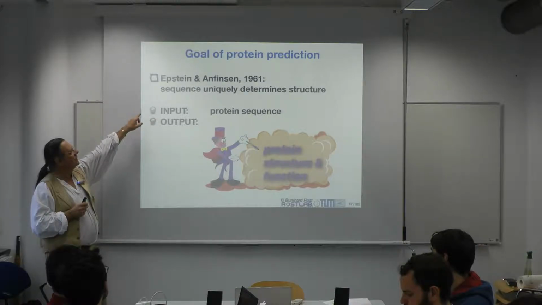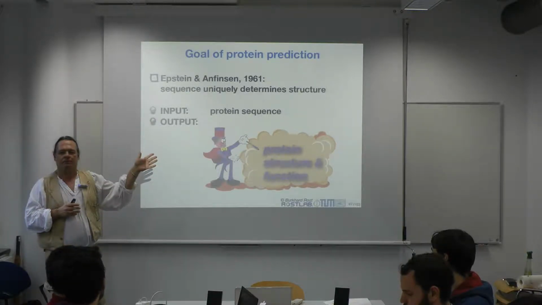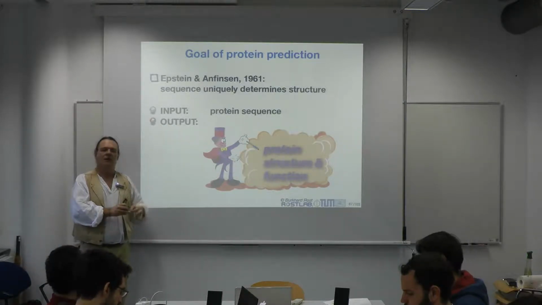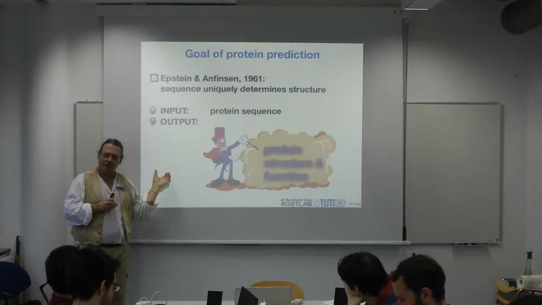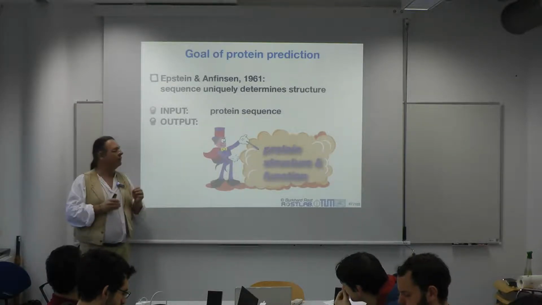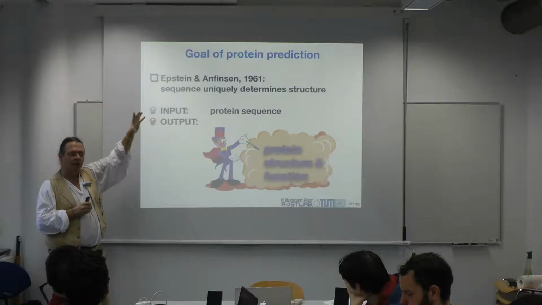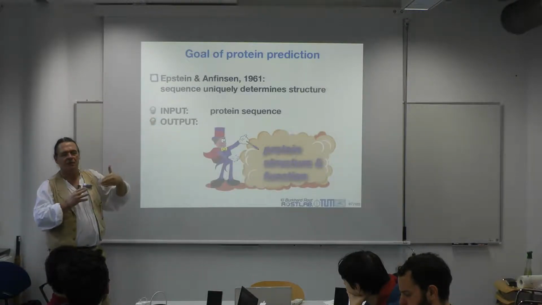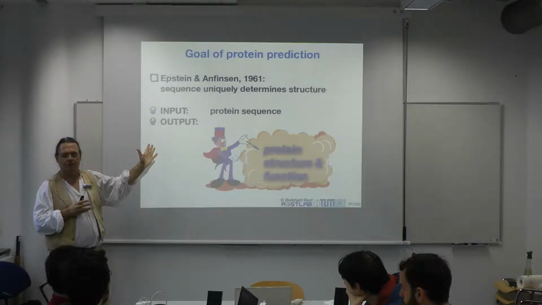Epstein and Anfinsen showed experimentally that sequence uniquely determines structure. That means you take a sequence, the one that I showed you, put it into a solvent, it adopts a unique three-dimensional structure. Unique means you do it 10 times, you get the same 10 times. That unique three-dimensional structure is exactly relevant for the way it functions. So all the information essentially is in the sequence and in the solvent, the interaction between sequence and solvent. That, however, no longer is an easy problem to solve.